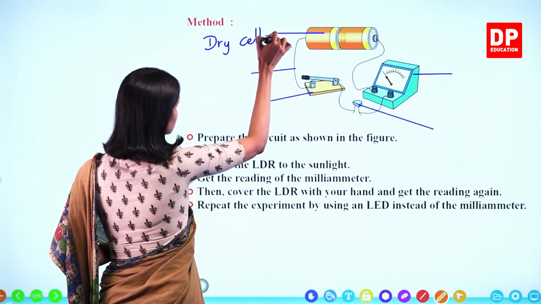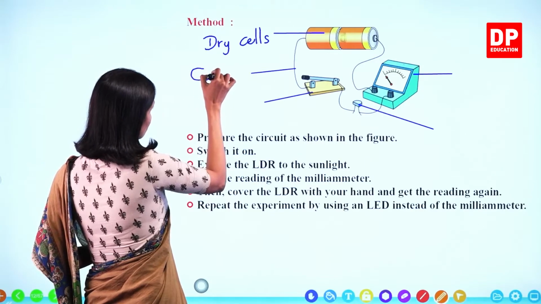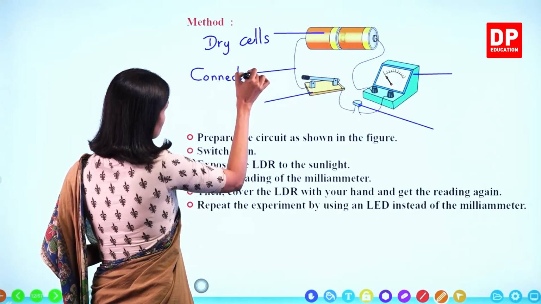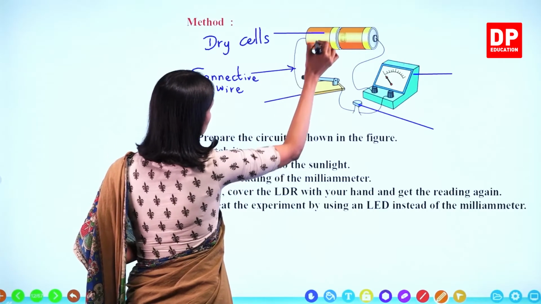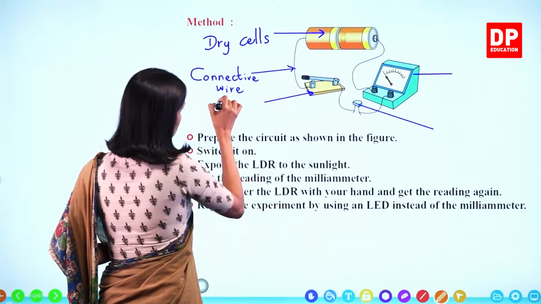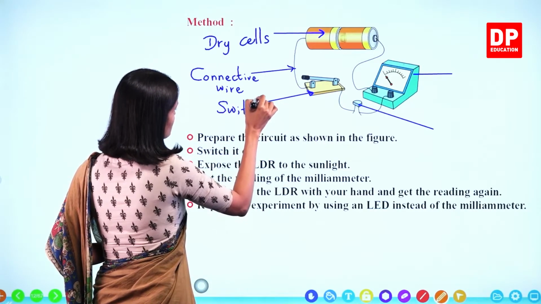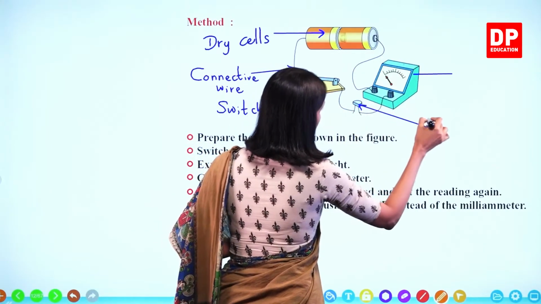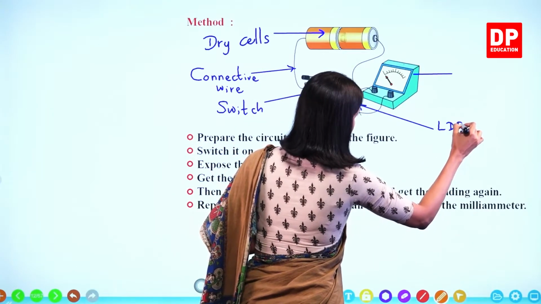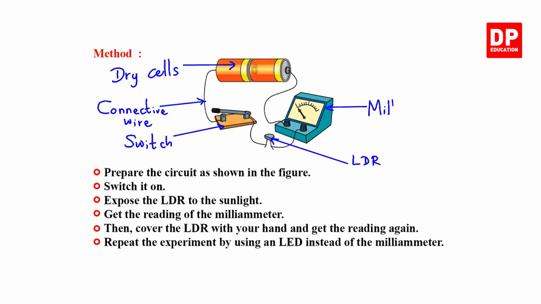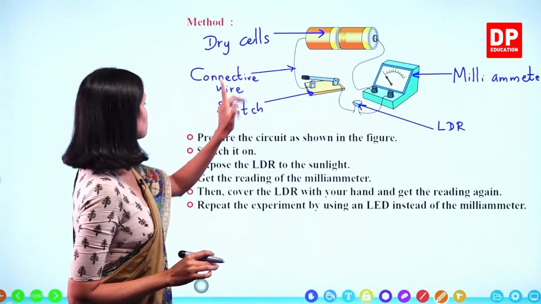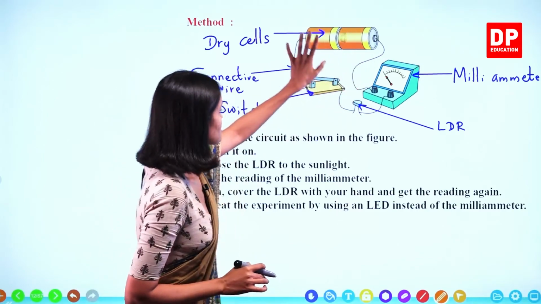Dry cells, connective wire, switch, LDR, milliammeter. Okay, so you have to prepare the circuit as given in this figure diagram.